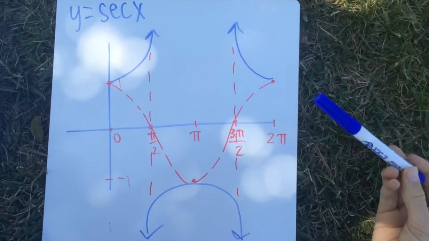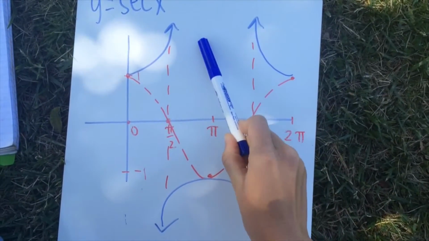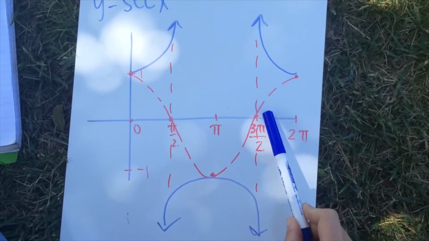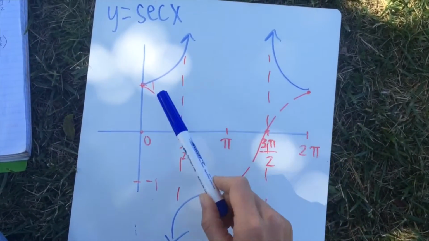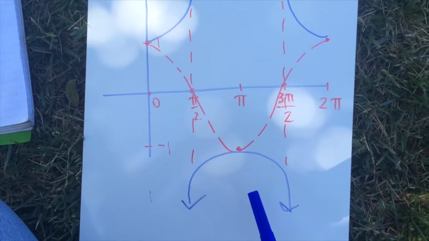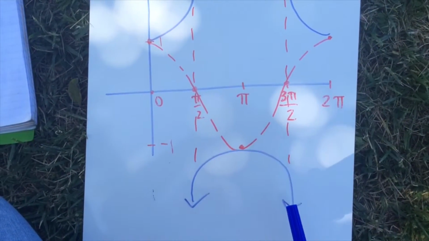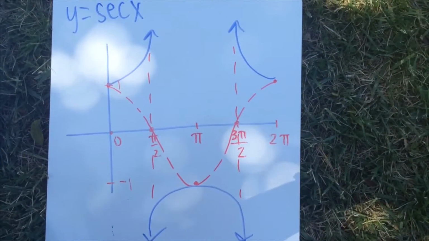When you plug in points that are very, very close to pi over 2, the graph approaches infinity. When you plug in points that are very, very close to 3 pi over 2, the graph also approaches infinity. Therefore, this is what the top of the graph will look like. Down here, it's the same thing except it's approaching negative infinity. Therefore, there's a parabola at the bottom of the graph. This is your basic y equals secant x graph.